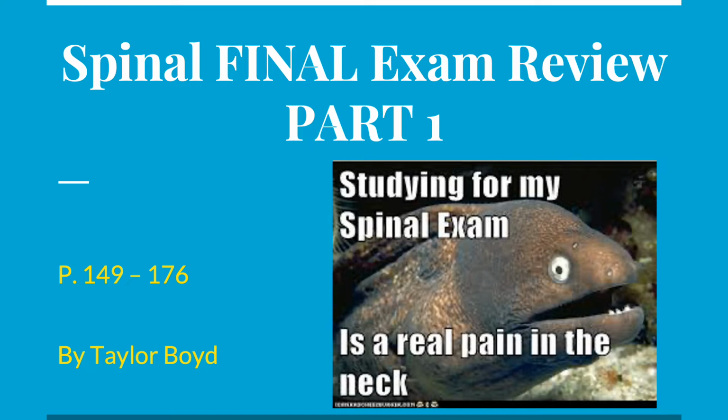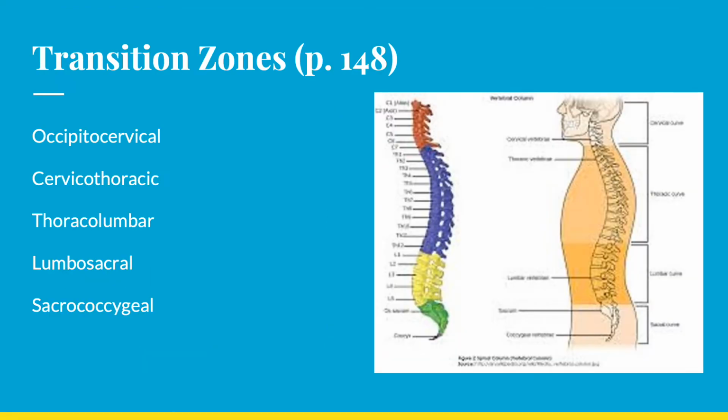So we'll start off on page 148 with the transition zones of the vertebral column. Every transition zone has a unique name, and it's pretty straightforward because you just combine the two words and put an O in the middle of them. So occipitocervical, pretty straightforward. That's the junction between the occiput and the cervical spine. Cervicothoracic is the junction between the cervical and thoracic, and so on and so forth. You get the idea.